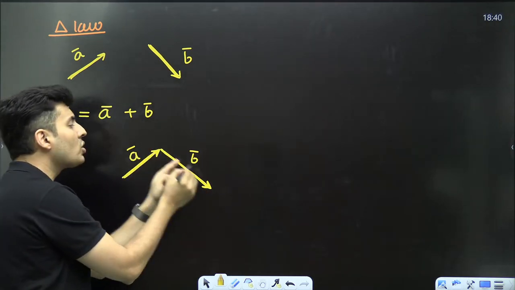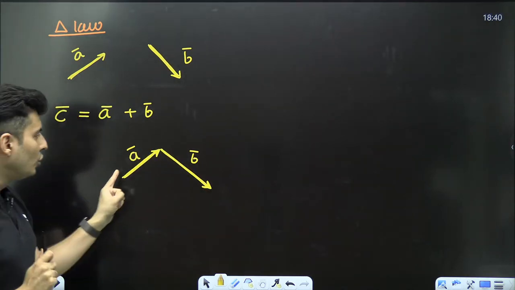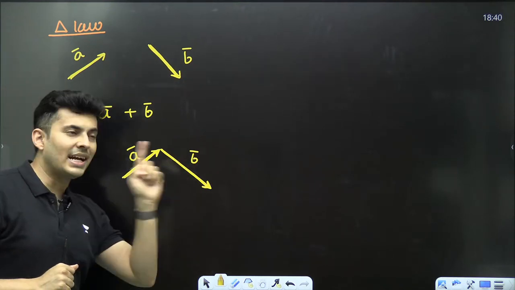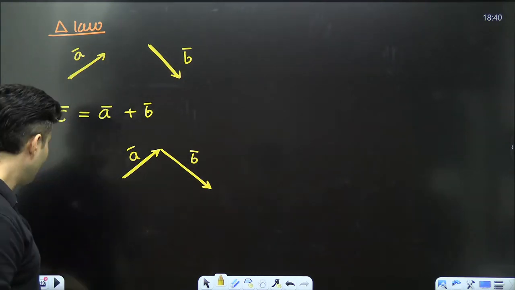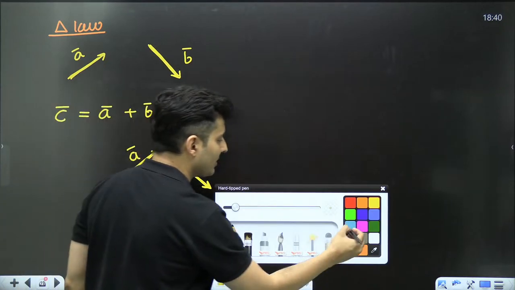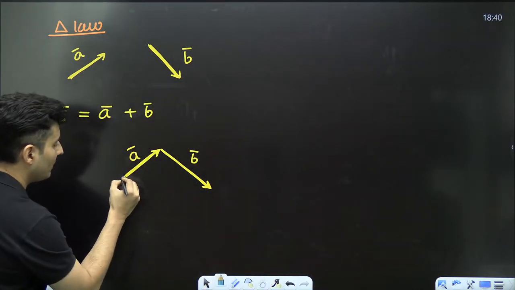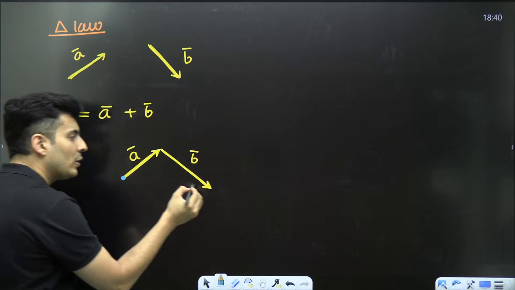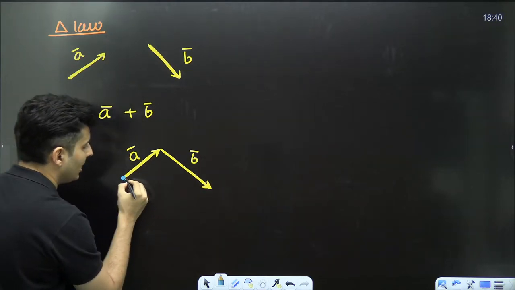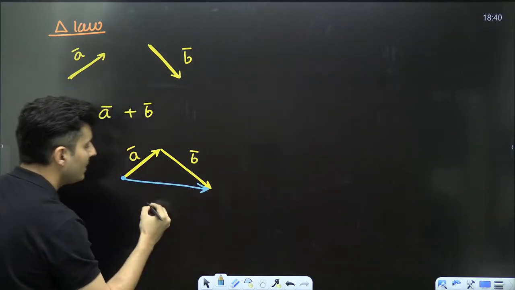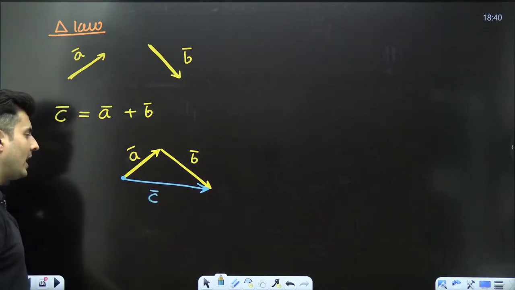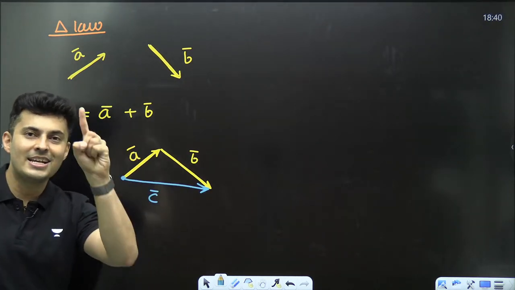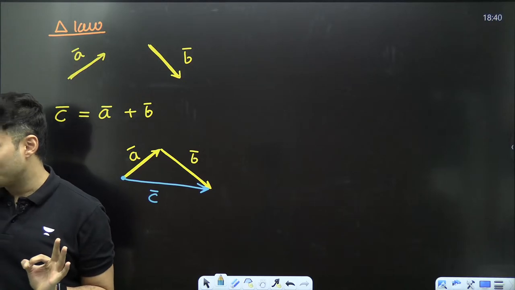Tail, head. Natural order of events. Do you see now? You have two sides of a triangle, there is a missing side. So now what do you do, my dear students? You just start from the very beginning and you go to the very end. So start from here and go till here. This is the completion of the triangle, and that also gives you the net vector. Is that clear, my dear students?